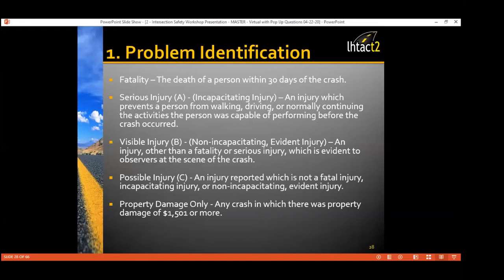And so those are the definitions. A C injury is an injury reported, which is not a fatal injury, incapacitating or non-incapacitating. So it's maybe a possible injury. People are complaining. And then, of course, there's property damage only. In the state of Idaho, a crash where there's property damage of more than $1,500 is a reportable crash. Again, you don't have an auto body expert or property damage expert out there trying to determine this. This is just the best estimate that people at the site of the crash are giving at the time. So I hope that's answered that question.